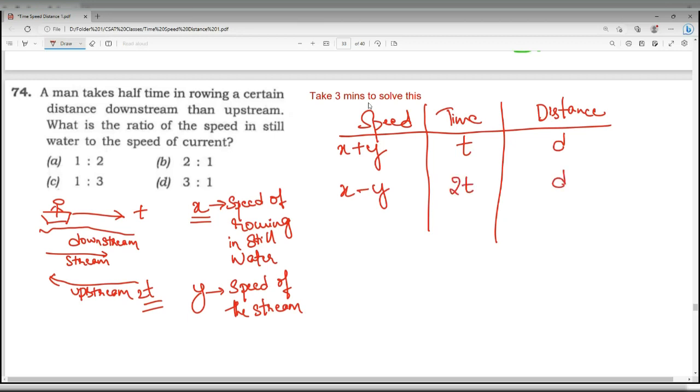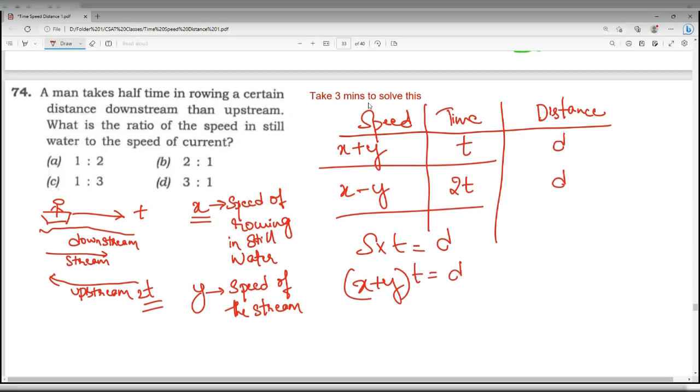So 2t is because this is the fact that they have given in the question, that a man takes half the time in rowing a certain distance downstream. So when he is going downstream, he takes t, and upstream he is taking 2t. So you have to equate this. We know that speed into time is equal to distance. In both these equations, x plus y into t is equal to d, and that is also equal to x minus y into 2t. And what we need to find out is x by y.